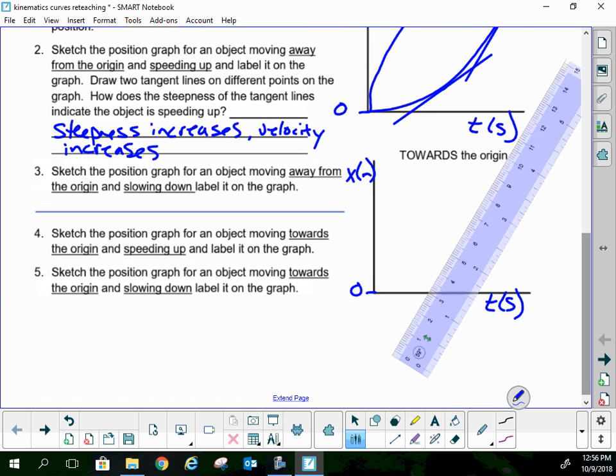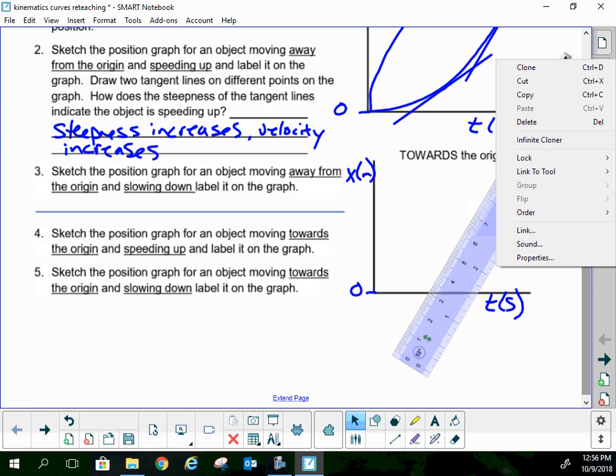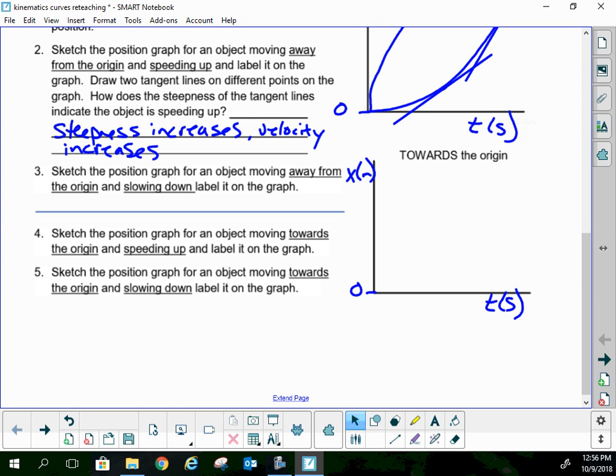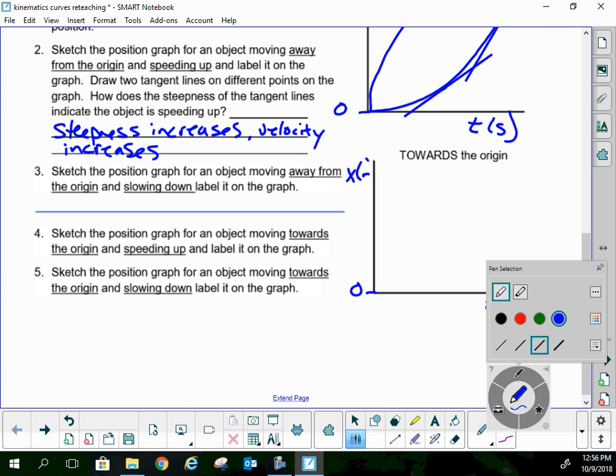We are ready, I think, to start looking at, I'm just going to get rid of my ruler there so we don't have to look at that. All right, so now we're going to be looking at a position graph moving towards the origin. So we're going to be looking at that bottom set of position axes, towards the origin and speeding up. So remember, when we're going towards the origin, we're going to go from far away, position far away, to close to the origin. That's generally toward the origin. All right, so we're going to start with one that is speeding up toward the origin.